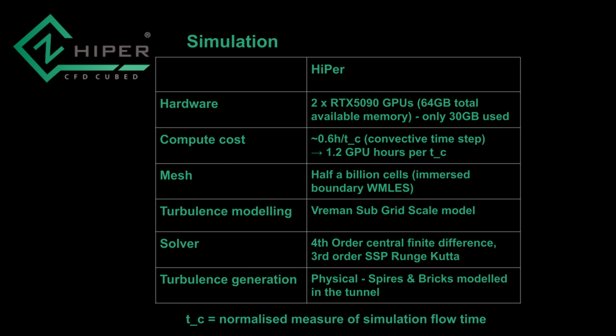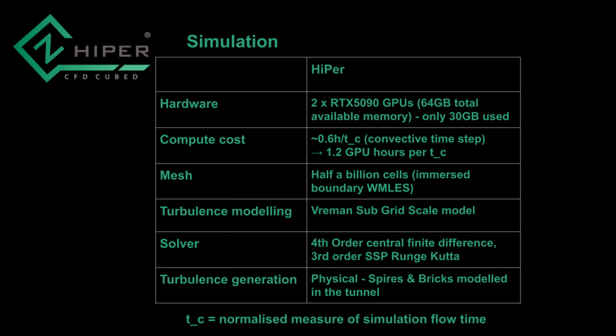So this led to a compute cost of 1.2 GPU hours per convective time unit, which, for those who don't know, is the normalized measure of simulation flow time, which kind of means the time taken for oncoming wind to travel across one reference length of the building at the free stream wind speed.